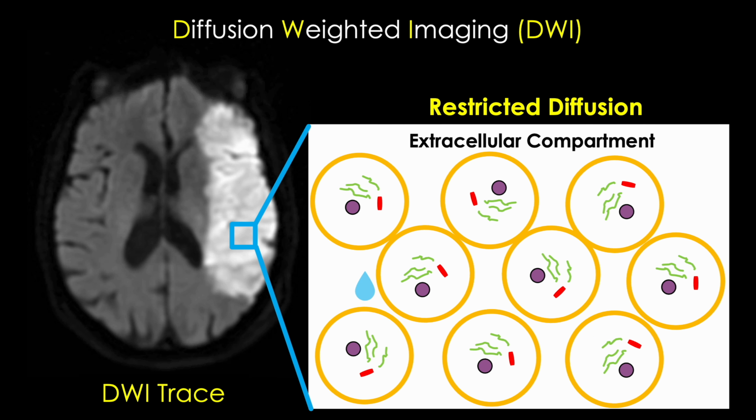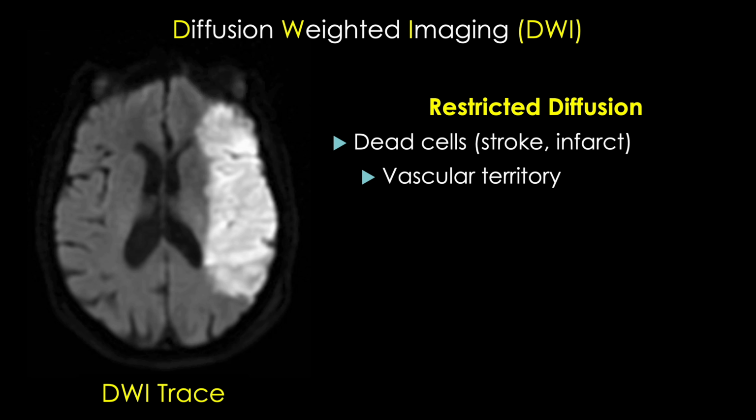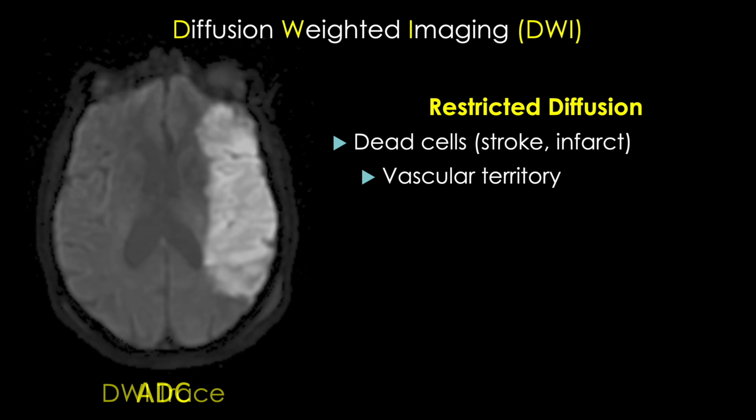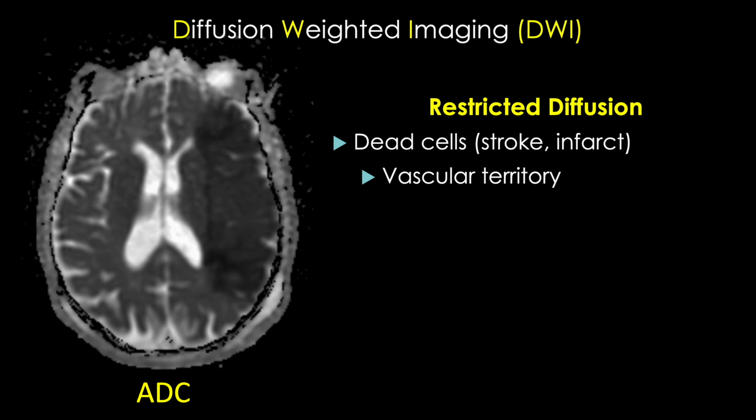How do you think our little drop of water will meander about the extracellular space now? It might look something like this. It'll be harder for this water molecule to move about, and its movement will therefore be restricted compared to the normal healthy brain tissue in the previous example, resulting in hyperintense signal on our DWI trace image and a lower diffusion coefficient on our ADC image.